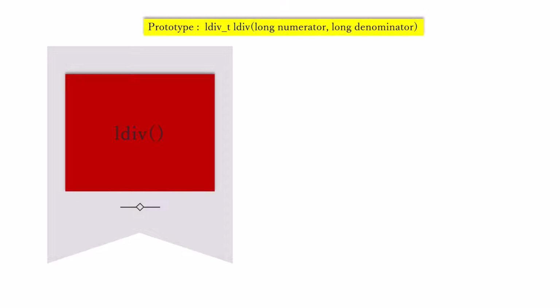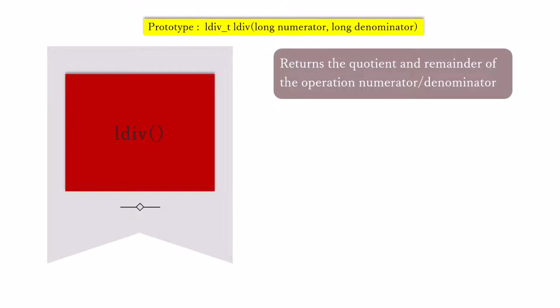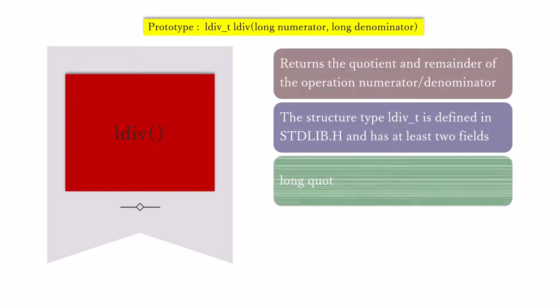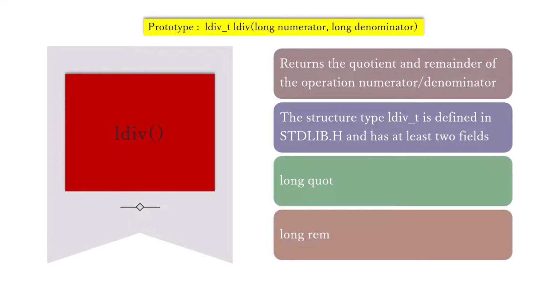Similarly, you have ldiv, and it's called ldiv because it takes long arguments. You can see from the prototype, this function returns an ldiv_t type, and takes as arguments long numerator and long denominator, and returns the quotient and remainder of the operation numerator divided by denominator. The structure type ldiv_t is defined in stdlib.h and has at least 2 fields, long quot and long rem. I'm not going to write any code for this, it's very similar to the previous function we discussed.